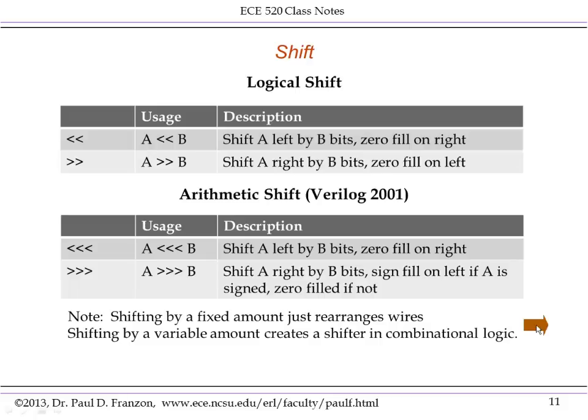In general, shifting by a fixed amount just rearranges wires, and we'll see examples of that in a moment. Shifting by a variable amount creates a combinational logic shifter, and this can be quite a useful unit. Note it's not a shift register. To build registers, you have to have an always at pos edge clock statement somewhere in the code.